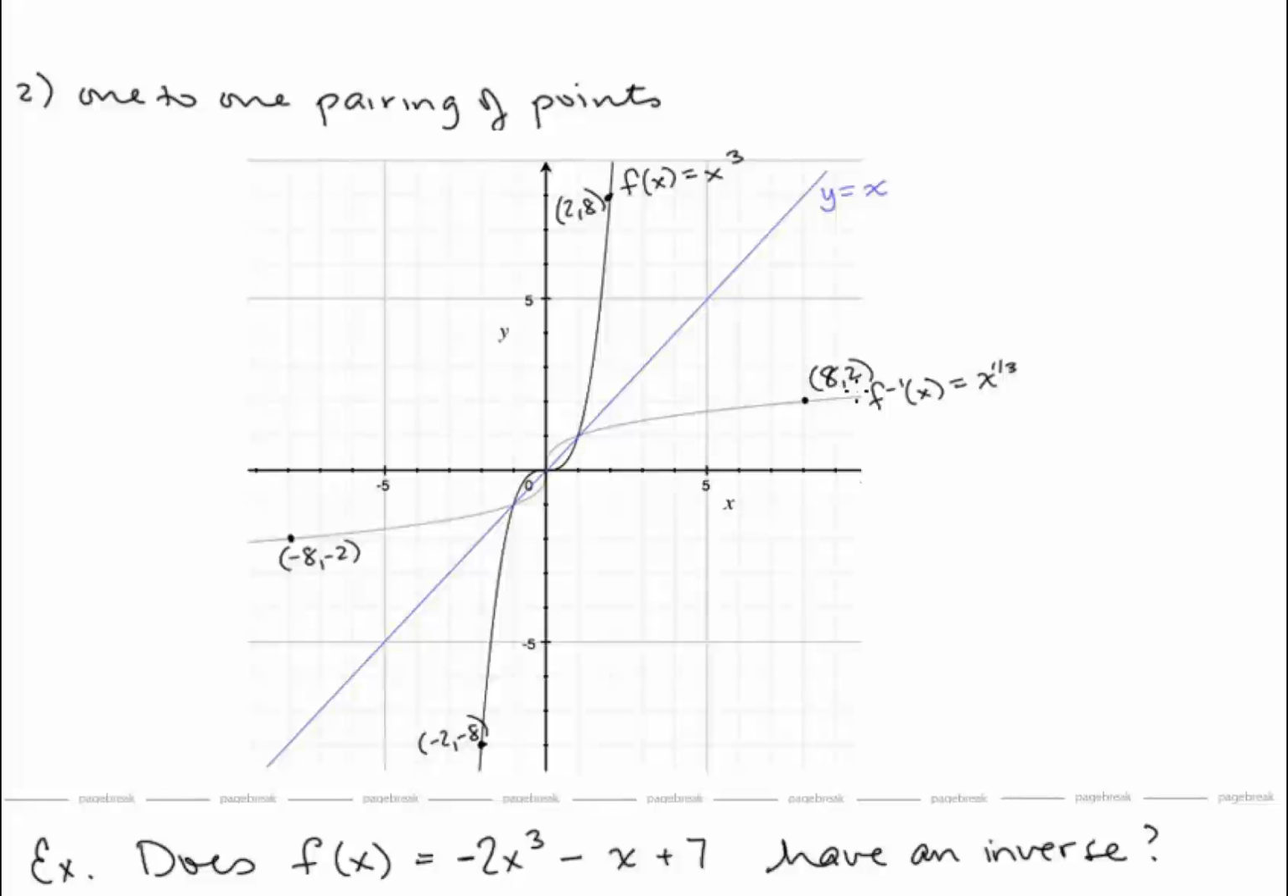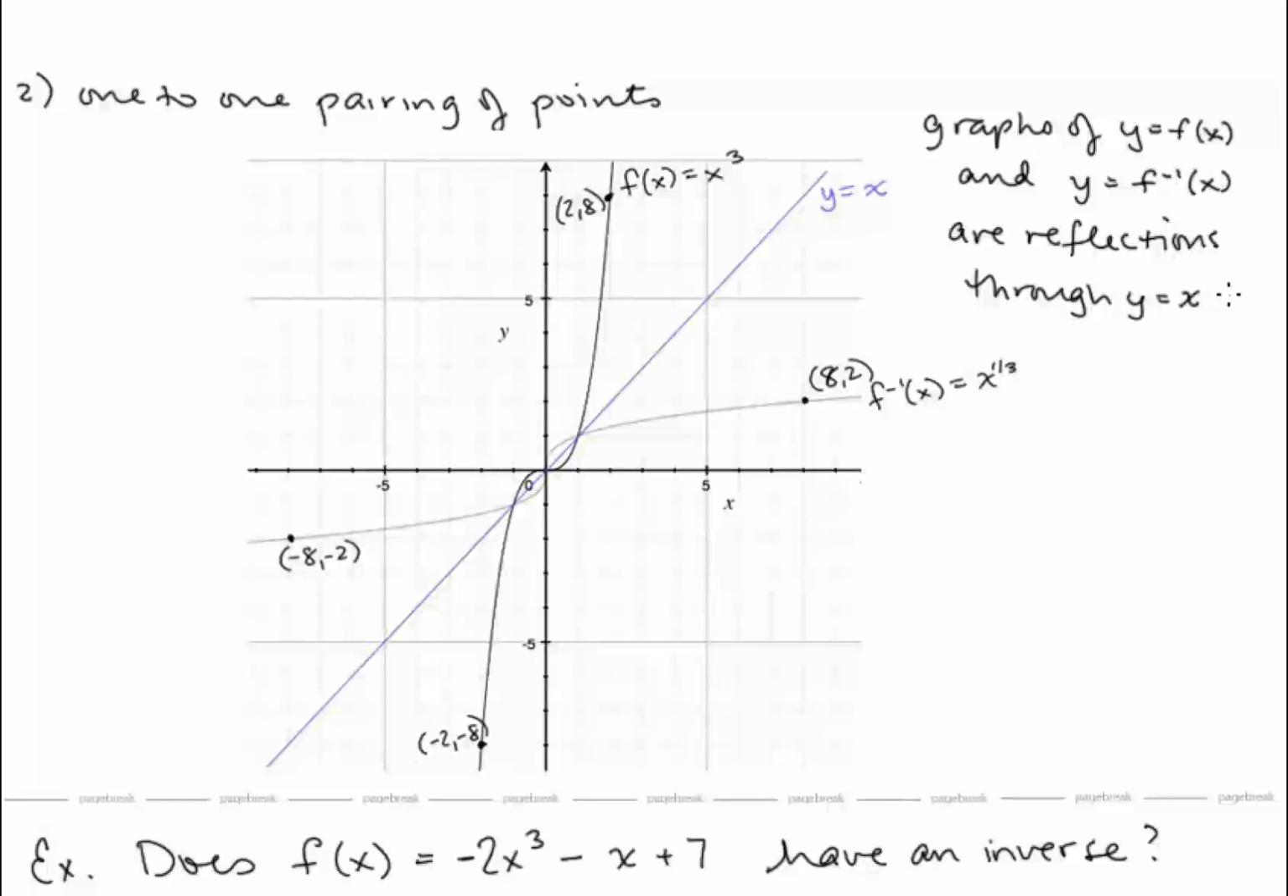And so for every point that we have on the graph of y equals f of x, we're going to switch the x and y coordinates, and that's going to give us the graph of y equals f inverse of x. And so the graphs of f and f inverse are going to be reflections of one another through the line y equals x. And that's always going to happen for graphs of inverse functions. Now remember that we said one-to-one functions are the ones that have inverse functions.